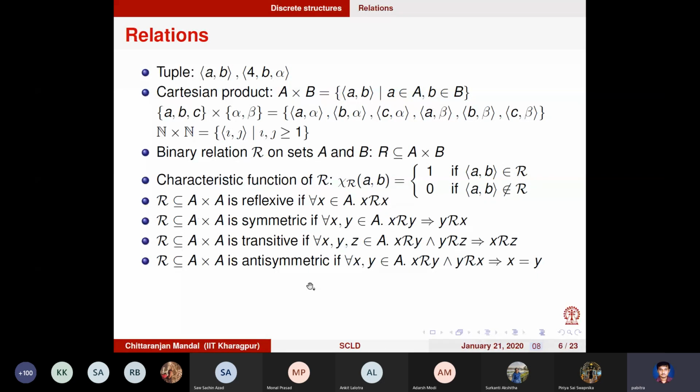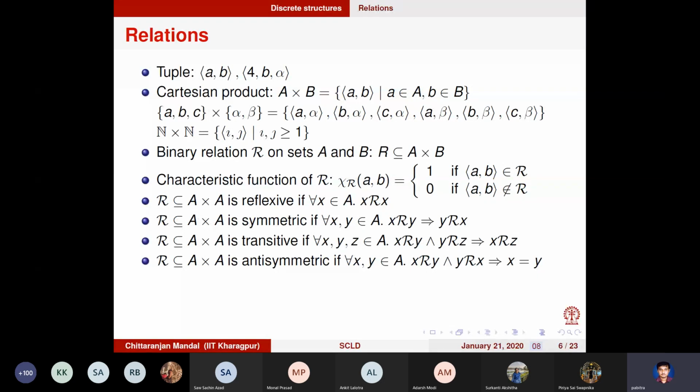In other words, if we find that X is related to Y, and we also find that Y is related to X, you can say that X is equal to Y. One simple example: let's take the set of all integers, and say A is the set of all integers. I will say X is related to Y if X is greater than.